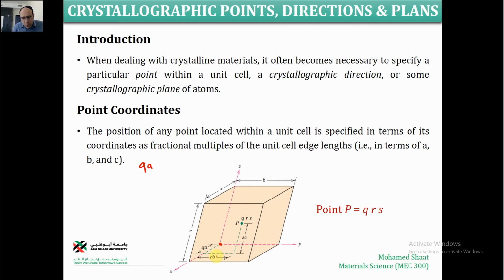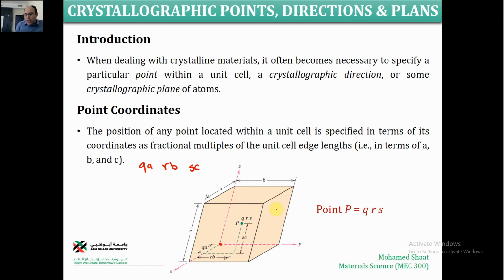The same thing for Y. RB, I'm going to move parallel to Y a distance RB, where R stands for a fraction, a percent of B. What is B? This is the side edge that is parallel to Y, the length of this side edge. The same thing for C. I'm going to jump parallel to Z with the distance SC. So S stands for another fraction of C.